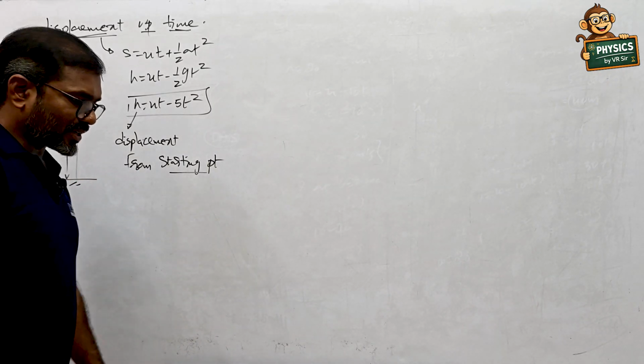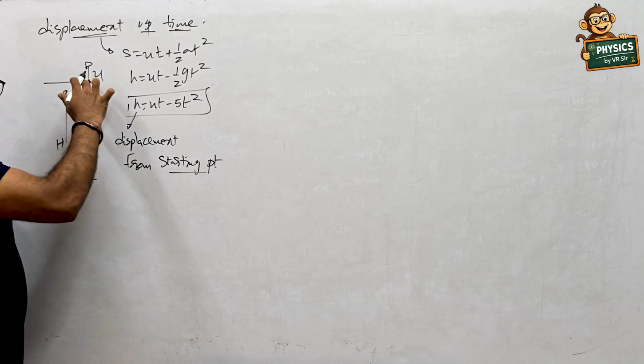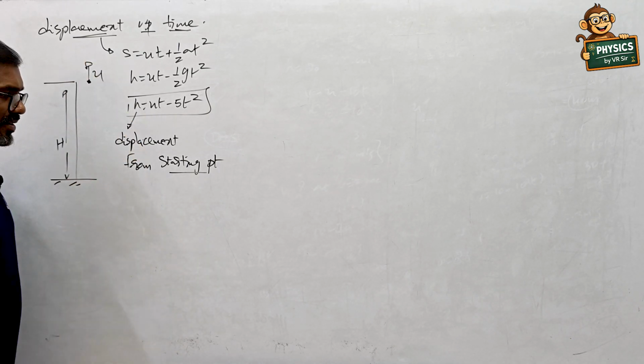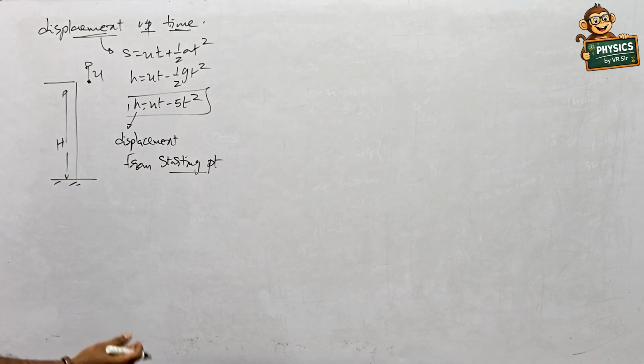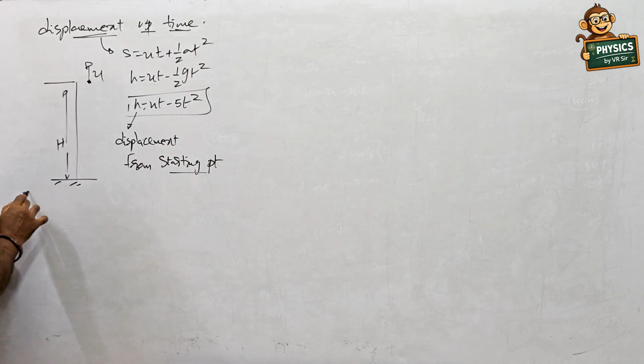Because in this particular case, they can ask us where is the location of the object from the height of the building or from the ground also. So in that case, we need to do two calculations. So now, let me take the example.